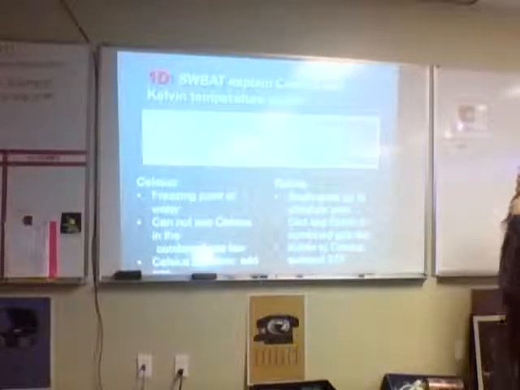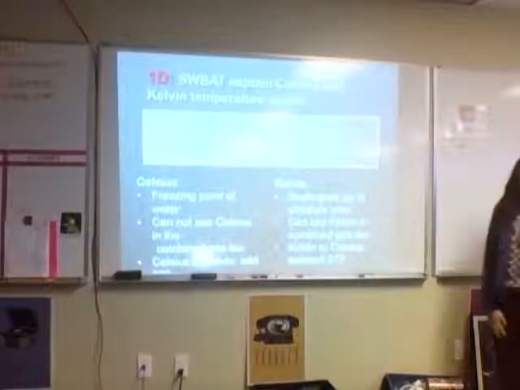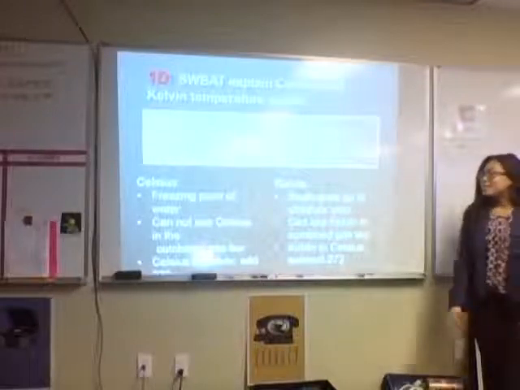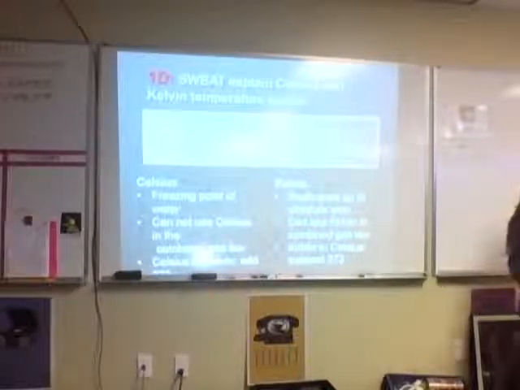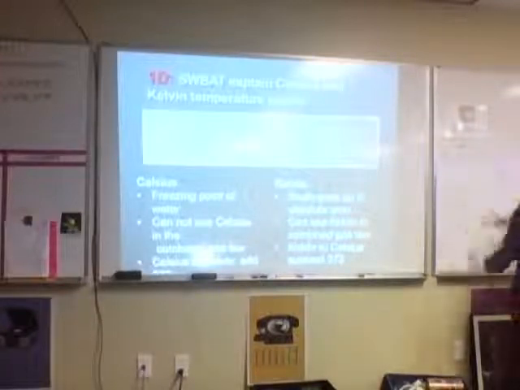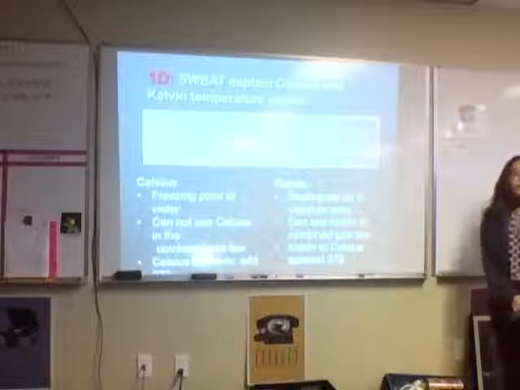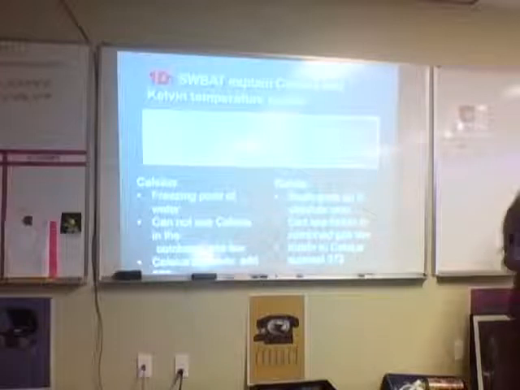For learning target 1B, I will be talking about Celsius and Kelvin. Celsius is based on the freezing point of water. You cannot use Celsius in the combined gas law because the numbers are not scaled proportionately, and to convert Celsius to Kelvin, you just add 273. And for Kelvin, the scale goes up to absolute 0, and you can use Kelvin in the combined gas law because the numbers are scaled proportionately, and to convert Kelvin to Celsius, you just subtract 273.